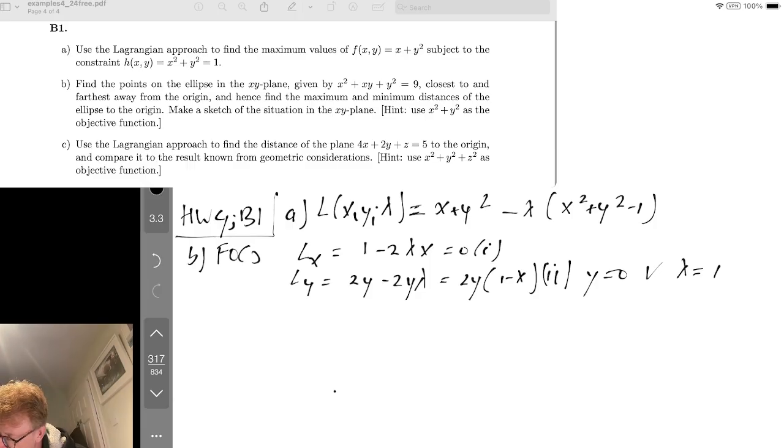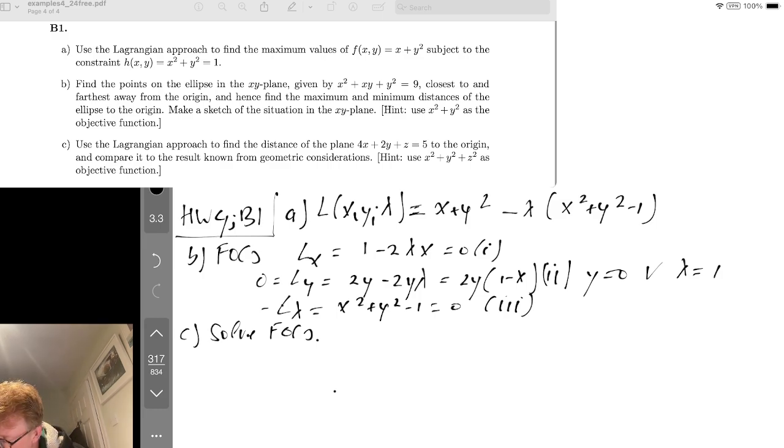Minus dL/d lambda is the constraint itself being 0, which is 3. So solve. C is solve the FOCs.